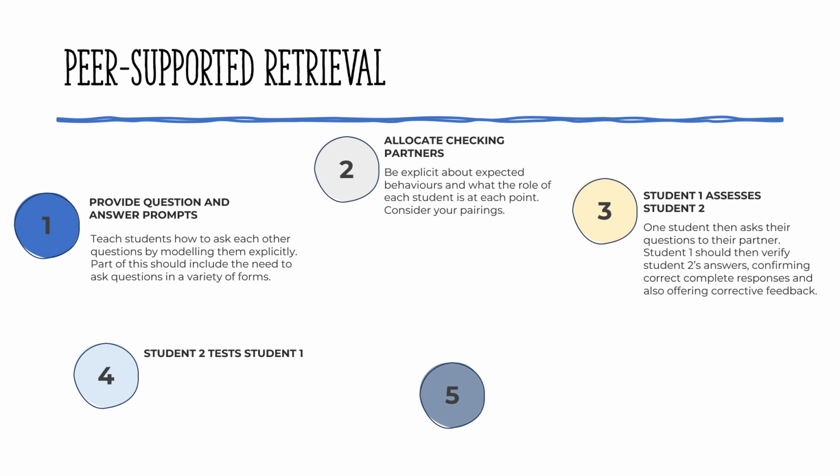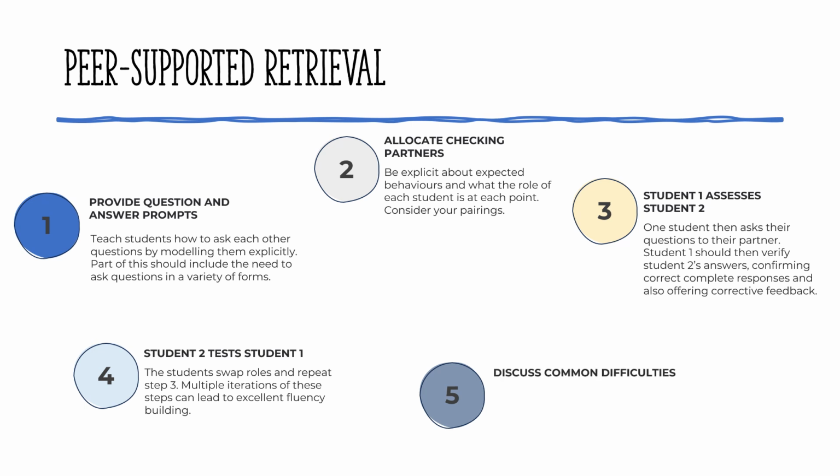The fourth step then is for student 2 to test student 1. So the students will swap roles and repeat step 3. Obviously it's likely that student 1, because they've asked those questions in step 3, will be in a stronger position to give good answers. And the more iterations we can make of these steps, the more we can grow the fluency in terms of that recall of knowledge.